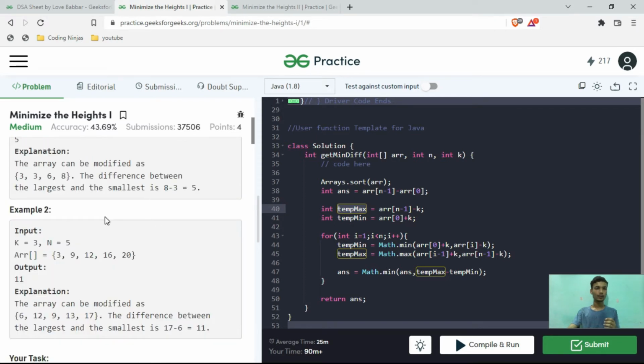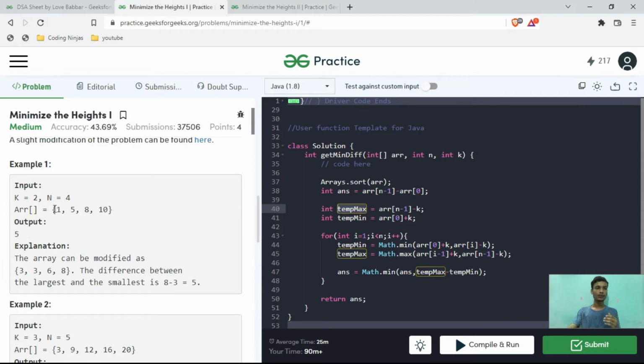The first approach that comes to our mind is: if the height of any tower is less than k, we just increase the height by k, and if the height is greater than k, we decrease the height by k. But this approach becomes false in some situations.